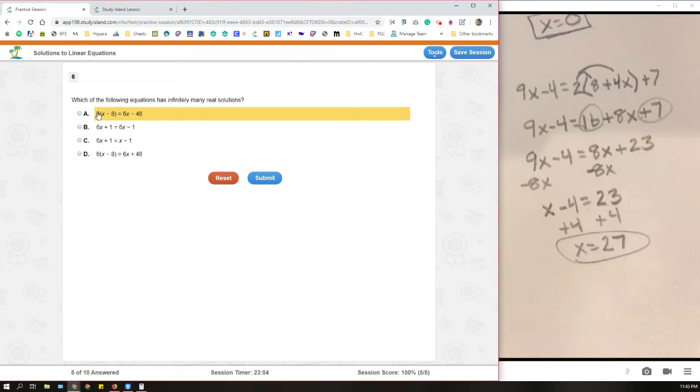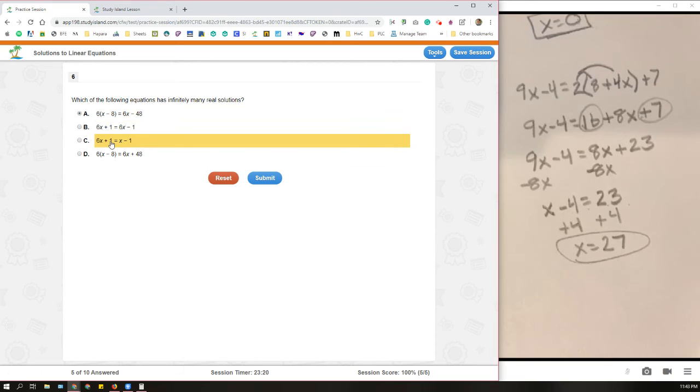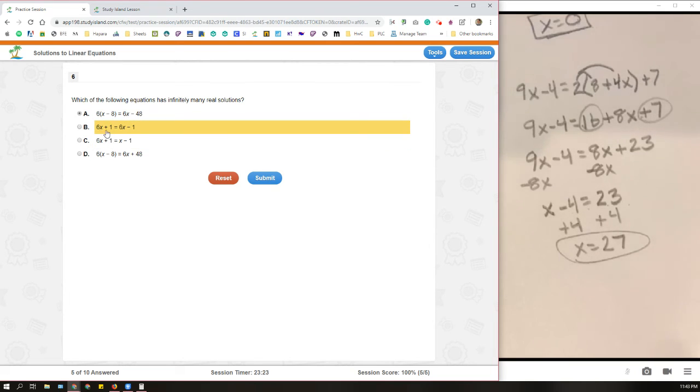What else do we get? 6 times negative 8. 6 times negative 8 is negative 48. And that's what it would be right here, minus 48. So there they go. Both sides are exactly the same. Let's look at the other options, and make sure we know why they don't work. On this one, B, 6x plus 1 equals 6x minus 1. That will not be infinite real solutions. That will be no solutions, because while the 6x's are going to cancel each other out, the left side is plus 1 and the right side is minus 1. Those don't match up, so there will be no solutions to this problem.